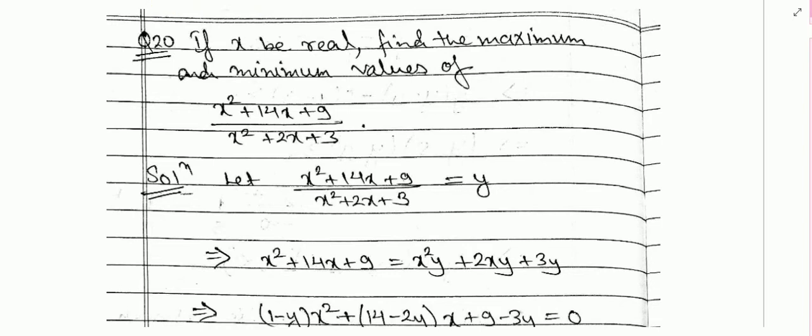Next question is question number 20. This will be the last question for this chapter. So here it says, if x be real, find the maximum and minimum values of this. So for this, what we'll do, we will put this as equal to y. So let this given equal to y, and then cross multiplication. Cross multiplication you have to do, and after cross multiplication you will get this x square y plus 2xy plus 3y. Done.